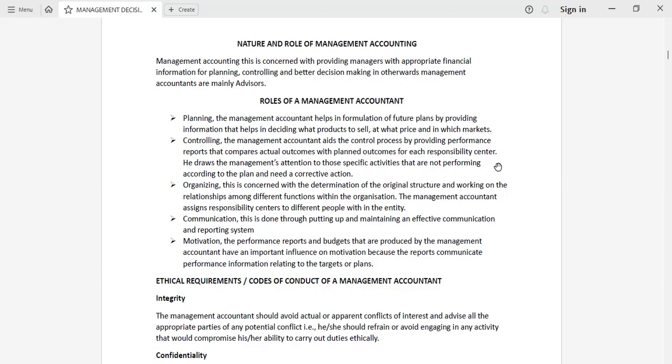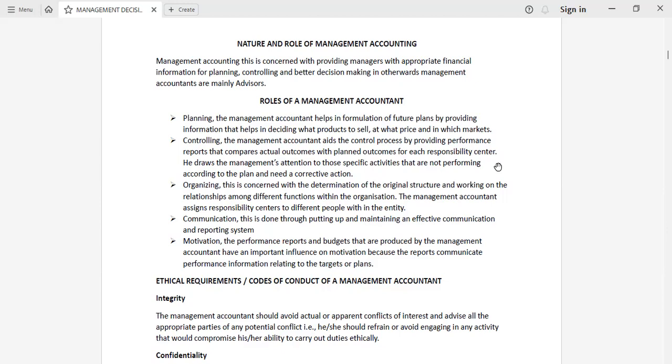So if the organization is very big and the communication line is not clear, then you will not know who is supposed to know certain information. If the information is not supposed to be given to everyone, and you can't know who is reporting to who and who is doing what, it is the work of the management accountant to ensure that there is a smooth flow of information.